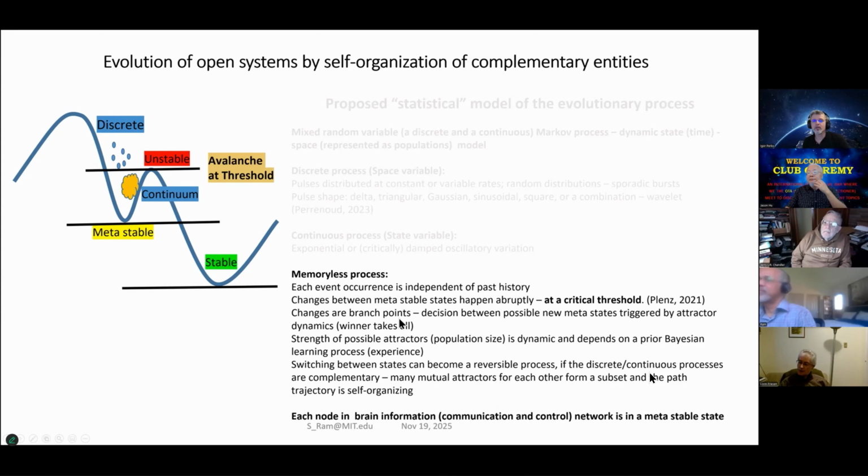And each change is a branch point. Typically, the system has to decide between exploration, which is going to a new state, or exploitation, which is continuing to use the existing resources. So every change is a branch point. And the key thing is that it's based on attractive dynamics and winner takes all. I won't go through this. Each node in the brain, therefore, is a communication and control center, and it is in a metastable state.